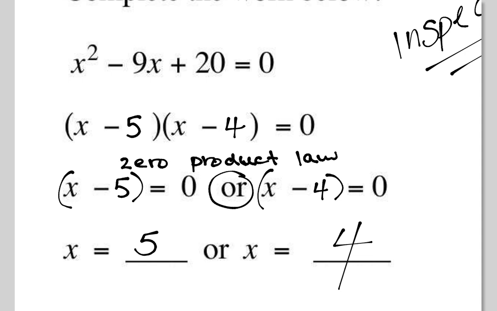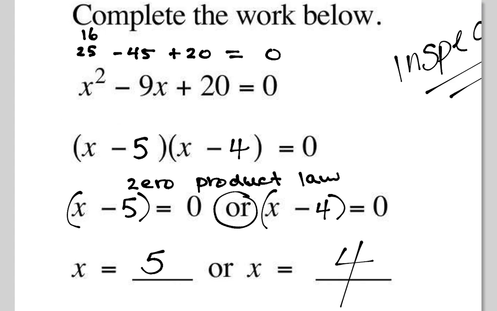Okay, so now I challenge you to plug 5 back into your equation. 5 squared is? Good. So if you plug them back in, you get 25 here, minus 9 times 5, and then plus 20. So 25 and 20 make 45. 45 take away 45, you get 0. And the same thing will happen if you plug in a 4. If you plug in a 4, you get 16 minus 36 plus 20. So 16 and 20 make 36. 36 take away 36, you get 0.